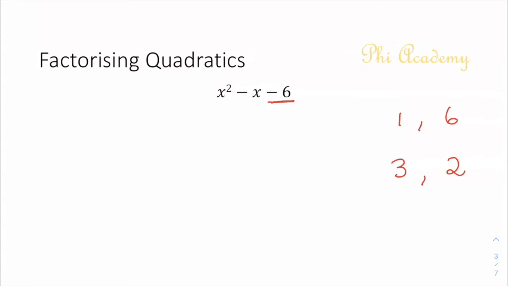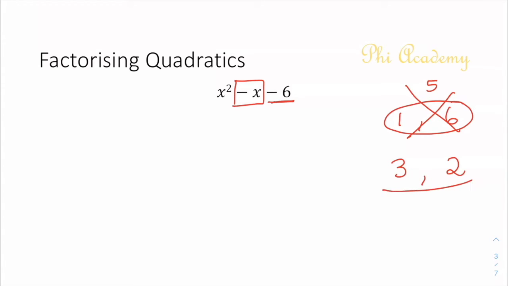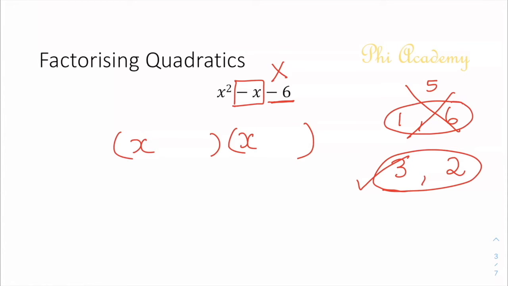So then let's look at the number before the x. It's a minus 1. So the difference has to be a negative 1. Now when I find the difference of 1 and 6, I get a 5. So it cannot be this set of numbers, whereas the difference of 3 and 2 is 1. So let's find out whether we can fit this in. Let's first write down our two brackets, x, x. Two numbers multiplied together to give a minus 6. So it has to be 3 and 2.